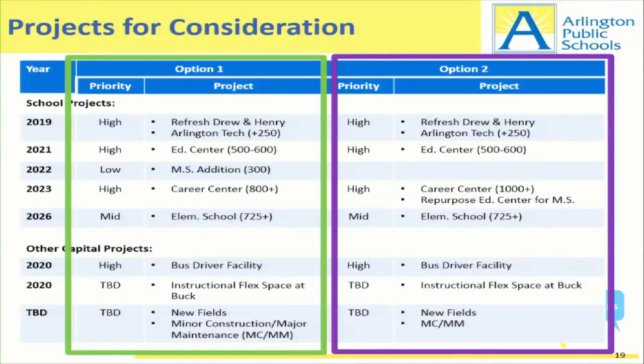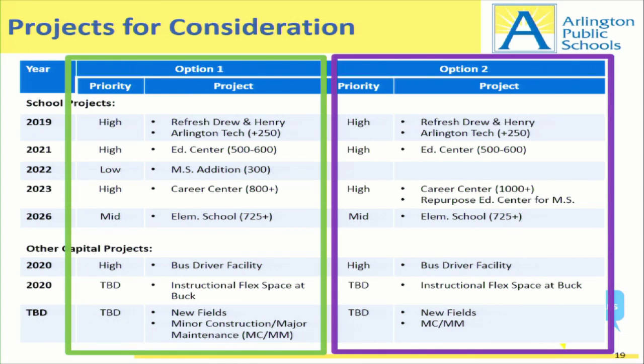For option two, I just wanted to confirm that if we repurposed the Ed Center for middle school seats, then we really do not have flexibility as to when we bring on the high school seats. 2023 would be, because we would not have the 500 seats in 2022. Is that correct? So we would be at a deficit in 2023 of about 700 or 800. I don't have the numbers in front of me.